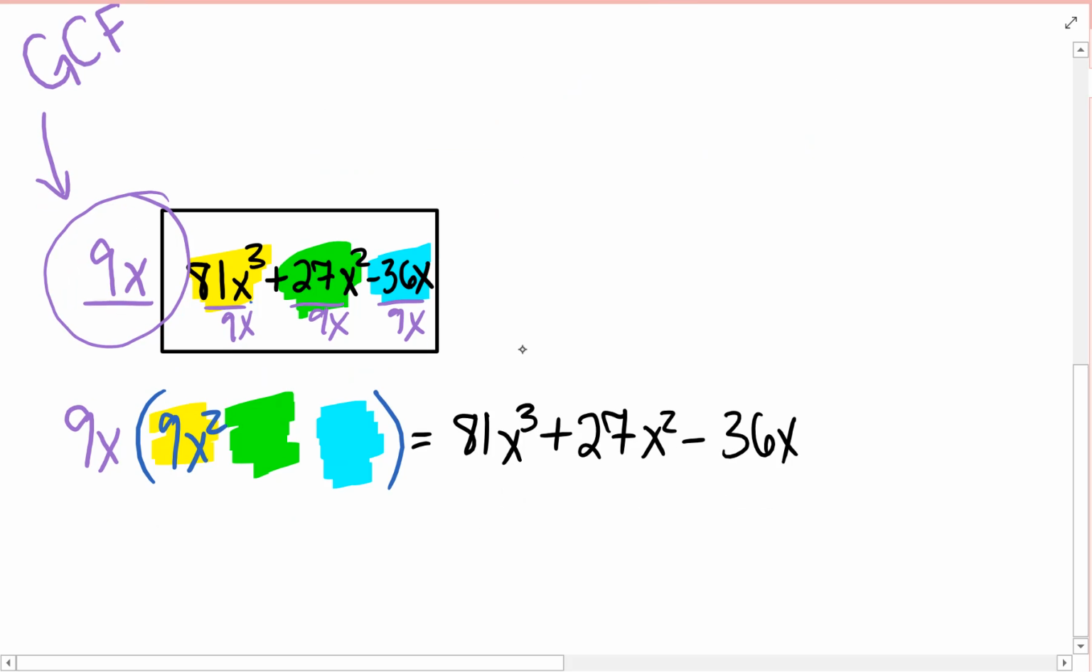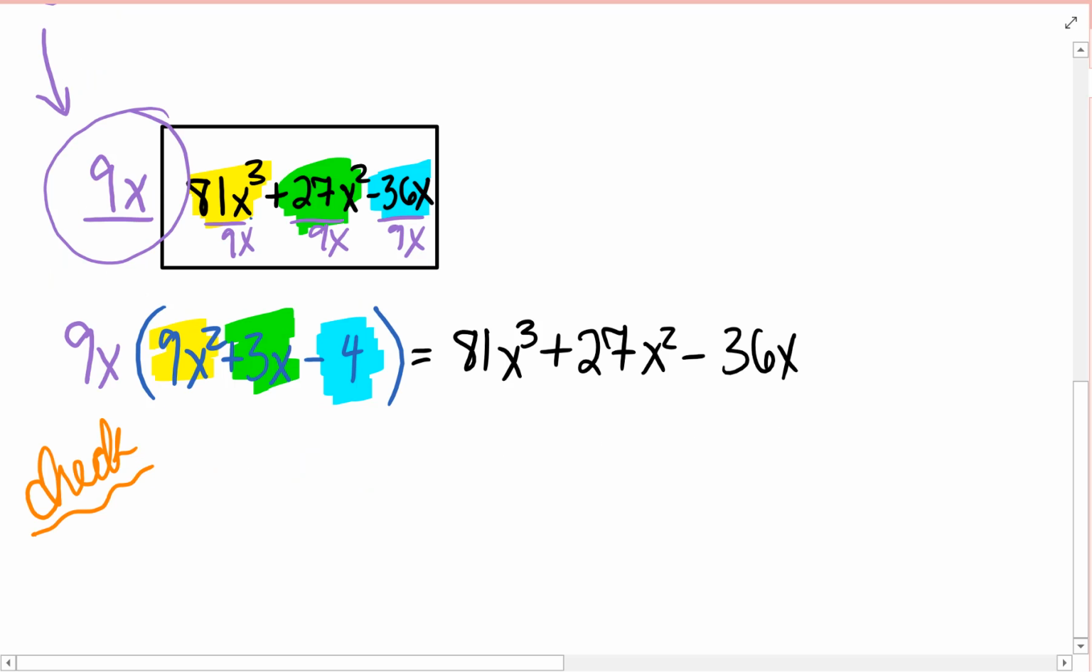27x squared divided by 9x. 27 divided by 9 is 3. That is positive. And x squared divided by x, that would be an x times x divided by an x. So you're left with x to the 1. Negative 36x divided by 9x. Negative 4. The x's reduced to 1.